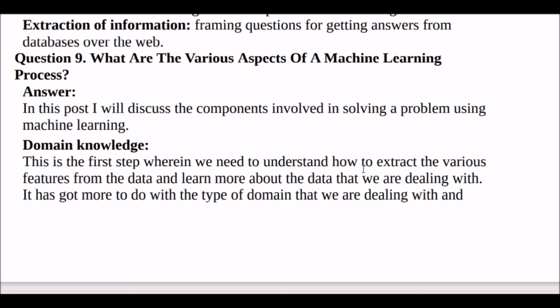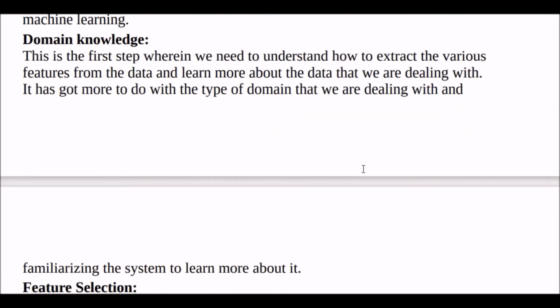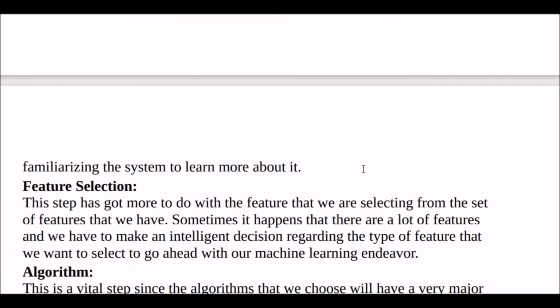It has got more to do with the type of domain that we are dealing with and familiarizing the system to learn more about it. Next one, feature selection. This step has got more to do with the features that we are selecting from the set of features that we have. Sometimes there are a lot of features and we have to make an intelligent decision regarding the type of features that we want to select to go ahead with our machine learning endeavor.